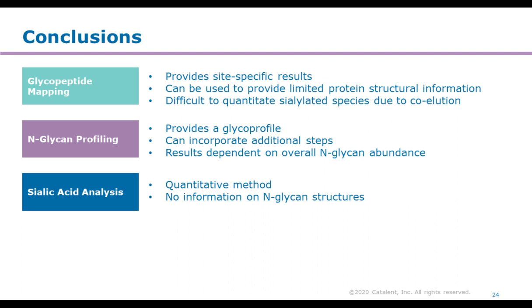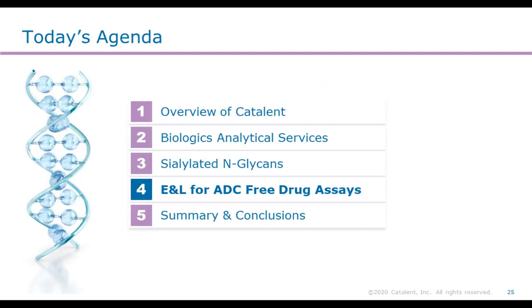mapping. And finally, I showed results of the Sialic acid analysis, which is the only quantitative method that's out there right now for Sialic acids, but it doesn't provide any information on the N-Glycan structures from which those particular Sialic acids were derived from. And with that, I'd like to hand off the talk to John, who will then talk about work he's done in his lab.